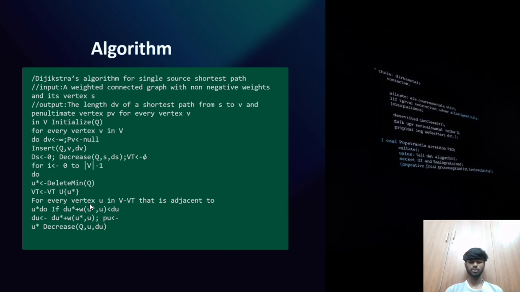Here, for every vertex u in V minus VT means check each unvisited neighbor u of the current vertex u*. du* is the shortest distance to u*, w is the weight of the edge from u* to u, and decrease(Q, u, du) means after updating, decrease the key of u in the priority queue to reflect the new shortest distance.